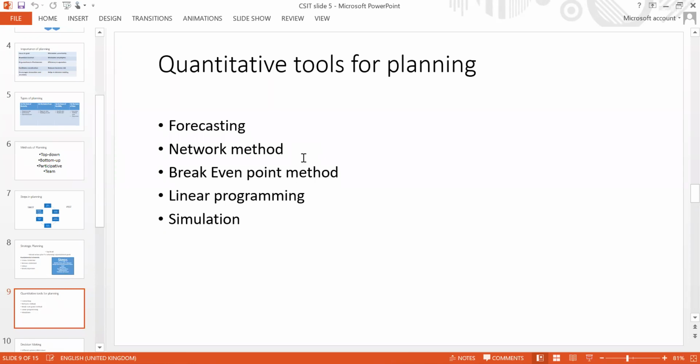Linear programming. Generally, linear programming is used in a situation where, for example, you have a number of products, you produce different kinds of products, right? So what linear programming does is find out in what combination of those different products we should produce to make the maximum profit.